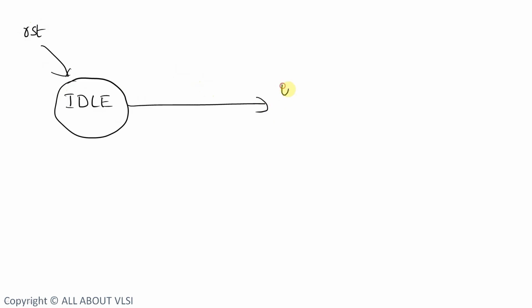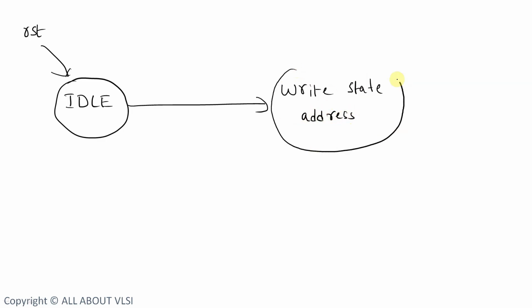The very first state is the idle state. Whenever we apply the reset signal, we come to a state which is known as the idle state. From this idle state, we will go to a next state which is known as write state address. Now, when are we going to this write state address?